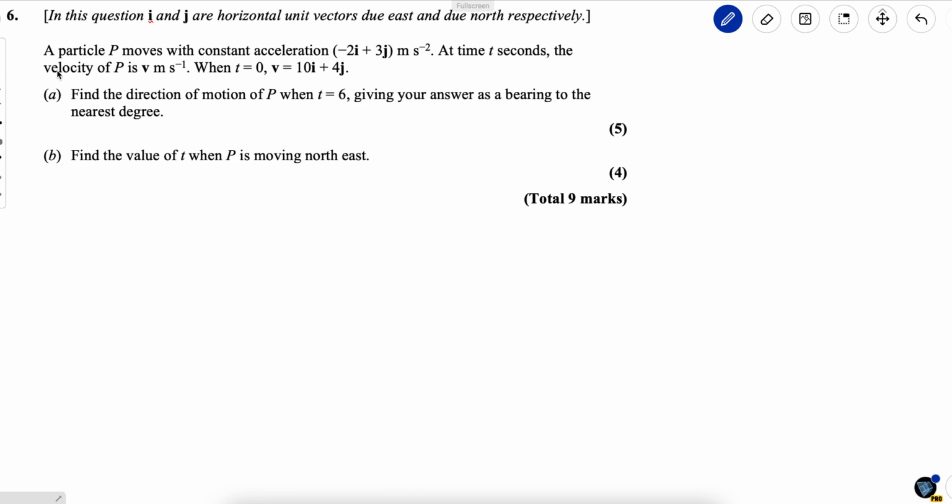6. A particle P moves with constant acceleration, so we can use the constant acceleration formulae, of 2i minus 3j. At time t seconds, the velocity of P is v. When t equals 0, v equals 10i plus 4j. So that's actually our initial velocity u. Find the direction of motion of P when t equals 6, giving your answer as a bearing to the nearest degree. So I have acceleration, initial velocity, and time, and I'm trying to find the direction of motion.